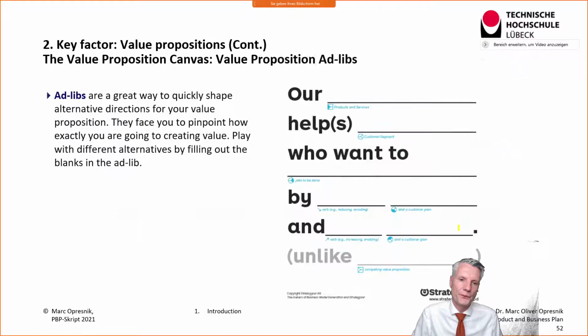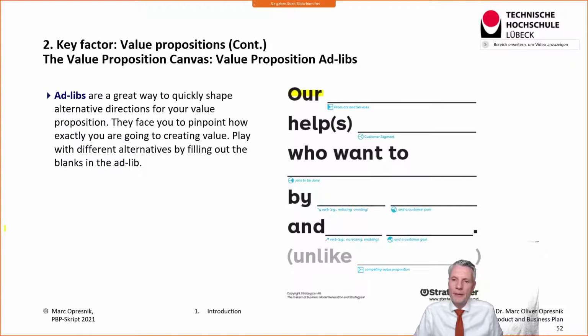A very useful thing in this respect, which condenses this a little bit, makes it a little bit easier and reduces complexity, are ad libs. Ad libs are a great way to shape alternative directions for your value proposition. Here you can see how ad libs may help you.